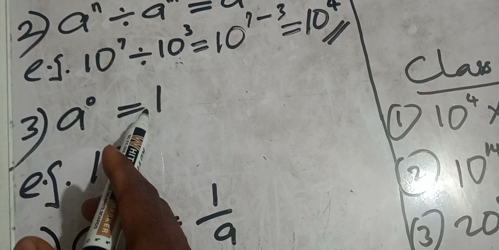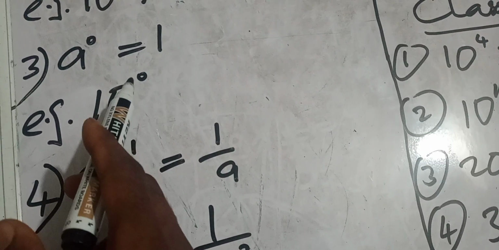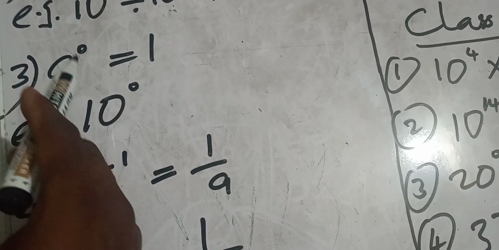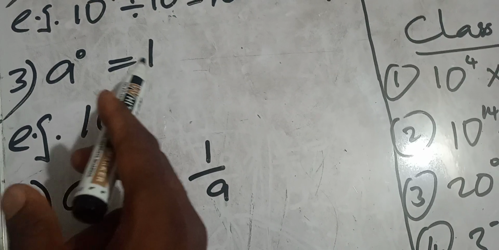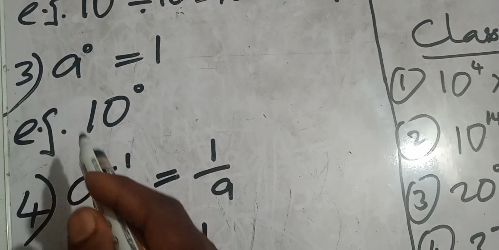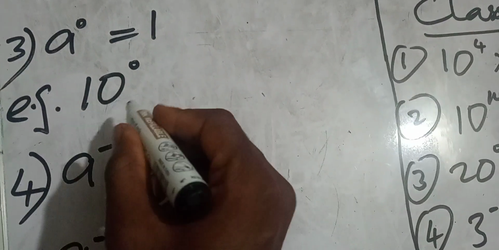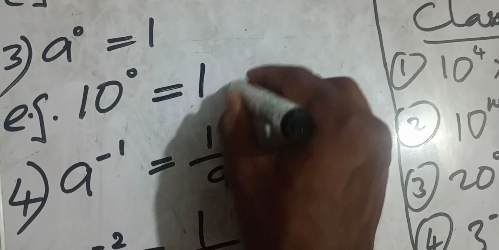it's equal to 1. Okay, when you have an exponent that is 0, the value will automatically be 1. In my next series, I'm going to prove this. Okay, so let's see. From this example, we have 10 raised to the power 0. It automatically means that the answer is 1.